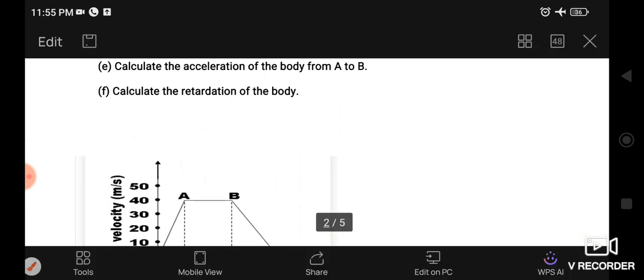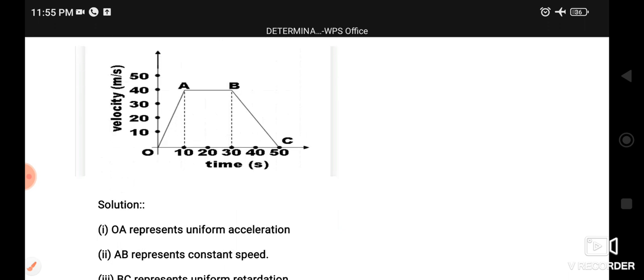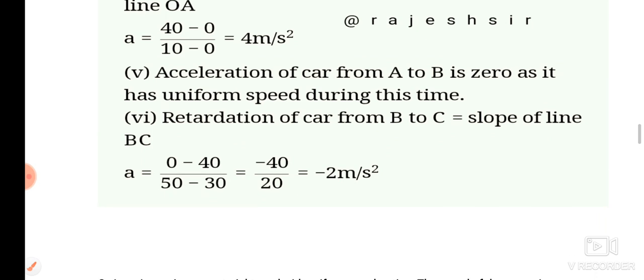Okay, next question is, calculate the retardation of the body. Retardation is from B to C, so let me calculate from B to C, I'll show you. From B to C the initial velocity is 40 and the final velocity is 0, and the time from B to C is 20 seconds, so 0 minus 40 by 20 is minus 2, so the retardation is 2 meter per second square.